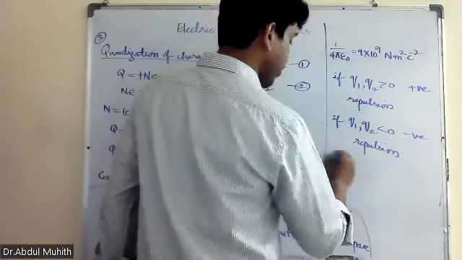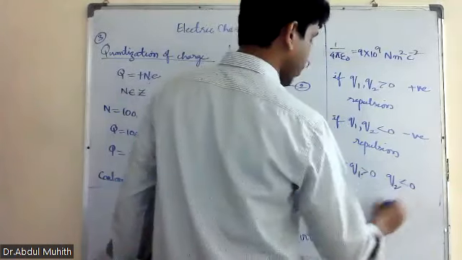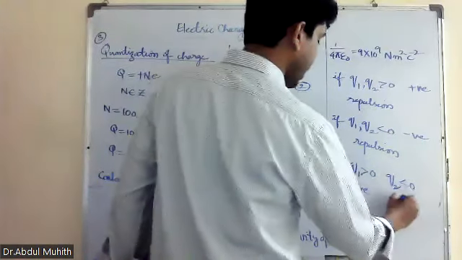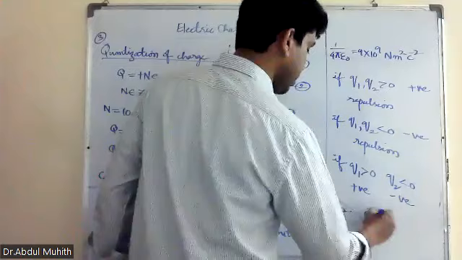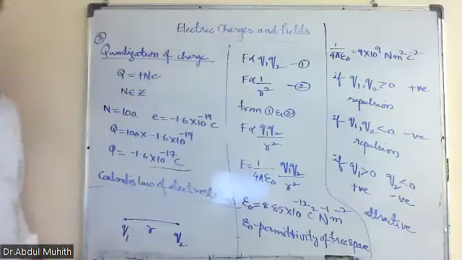Now, if Q1 is greater than 0 and Q2 is less than 0, what is the meaning? One is positive, the other is negative. What happens? There will be an attractive force. Is that clear? Copy this one faster.